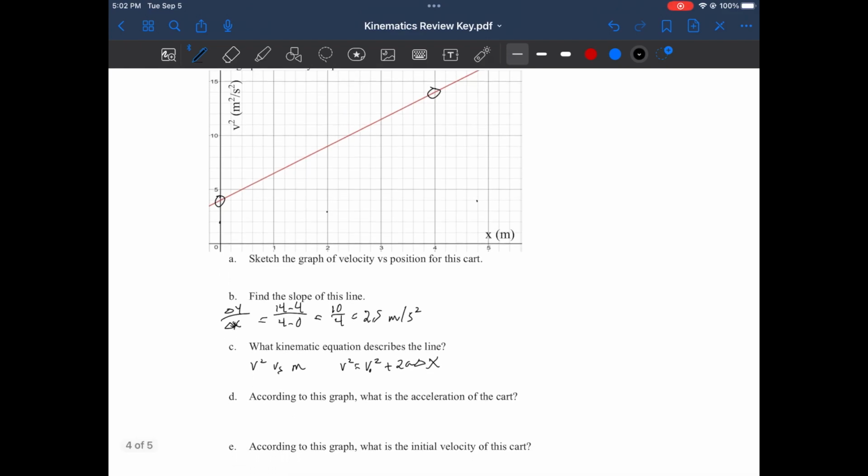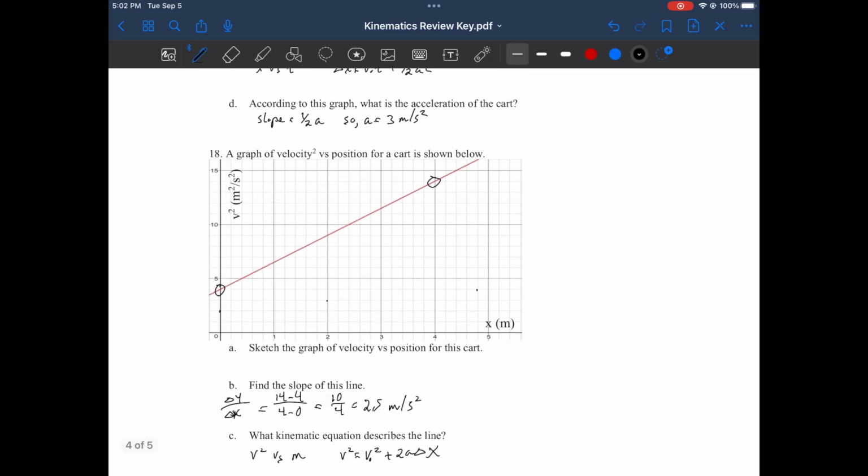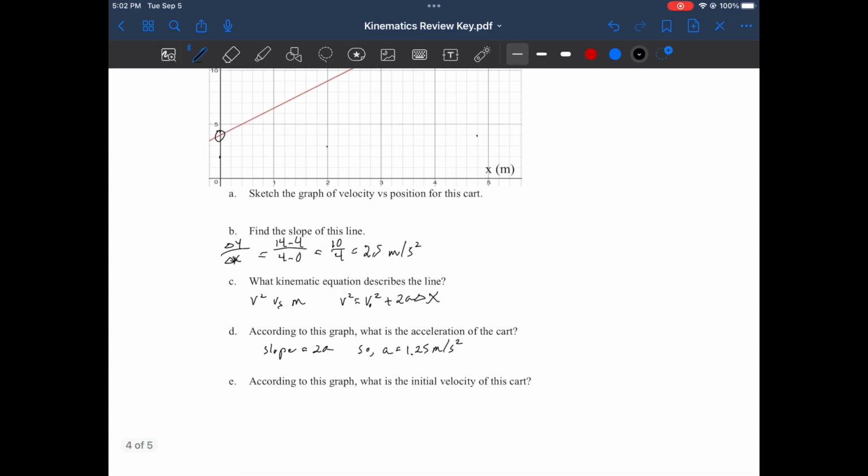So according to the graph, what is the acceleration of the cart? Well, if we're using y equals mx plus b, the m is attached to the horizontal axis variable. So here 2a would be my slope. My slope is 2a, 2 times the actual acceleration, so half of the slope would give me 1a. So my acceleration is going to be 1/2 of the slope of my line. Half of 2.5 is 1.25 meters per second square.